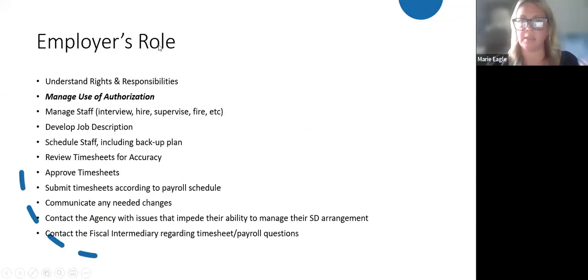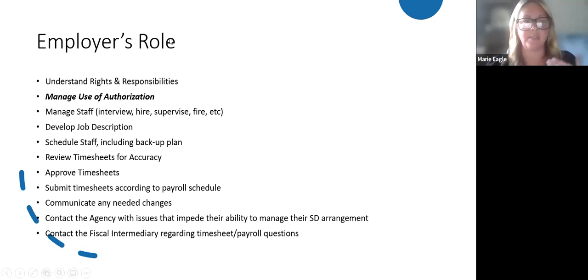Okay, so now I want to talk a little bit about what the employer's role in these arrangements is. There are a lot of myths out there about self-determined arrangements, that it's a free-for-all and that there is no responsibility that folks have when they're entering into these arrangements, and that is simply untrue. Everybody has a role. The fiscal management service has a role, the employer has a role, and the community mental health has a role. And this is a partnership to ensure successful implementation of a self-directed arrangement.